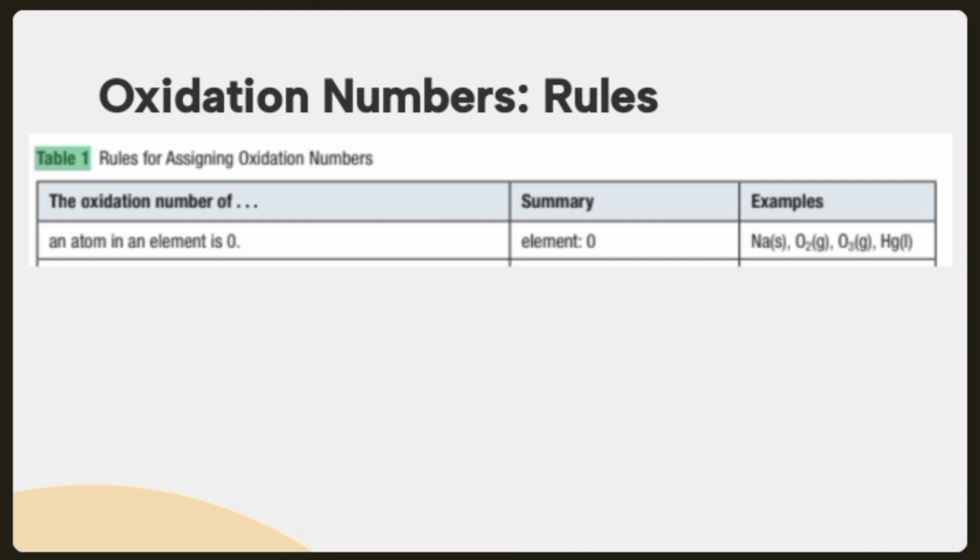The first being, an atom in an element is 0. The oxidation number for any atom in its natural element state is always going to be 0. This rule applies to elements that exist alone, such as sodium metal, oxygen gas, or even ozone, and those that are diatomic or in pure form. An example of that is sodium in its solid form.